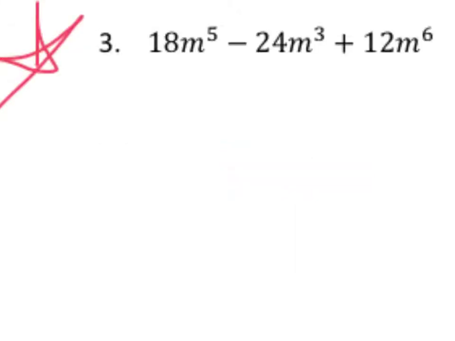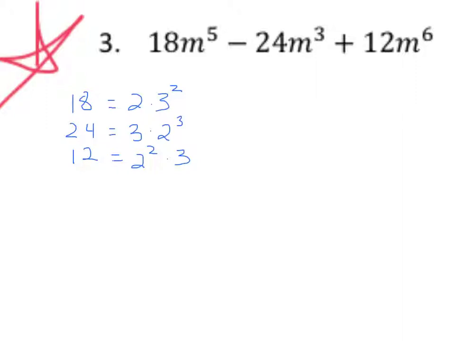So let's go ahead and look at number 3, and I'm going to take it step by step. First, let's look at the coefficients 18, 24, and 12. 18 is 9 times 2, which is 2 times 3 squared. You can use the factoring tree if you need to. 24 is 3 times 8, which is 3 times 2 cubed. And 12 is 4 times 3, which is 2 squared times 3.